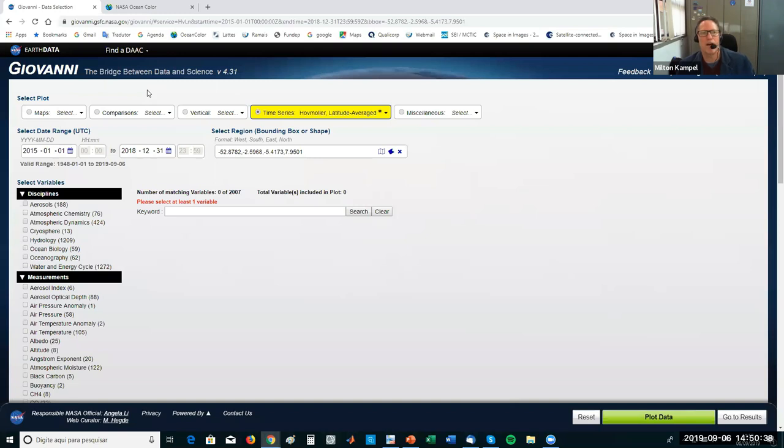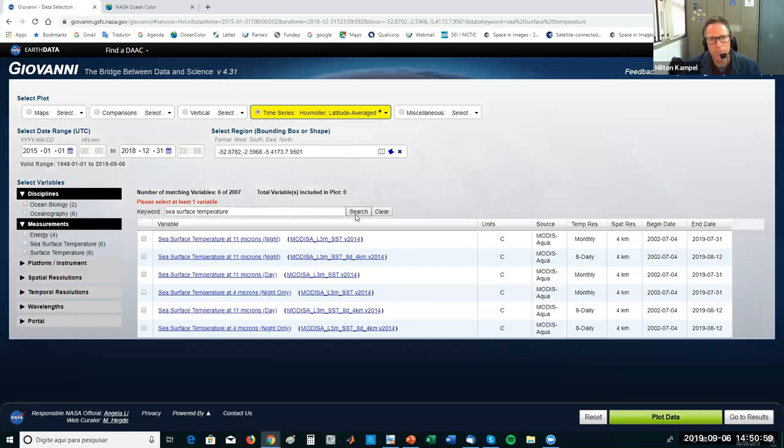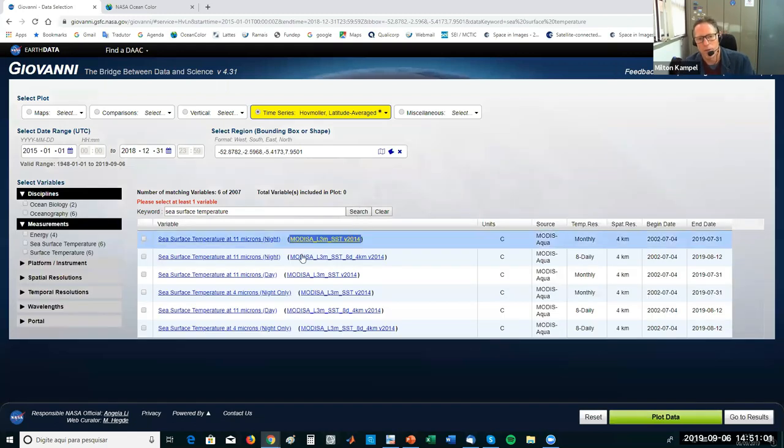So here I have Giovanni now, and you should start. So first of all, I would say that you should define what variables you are going to work with. So let's say sea surface temperature. Okay, let's see, research. And here we have MODIS level 3.